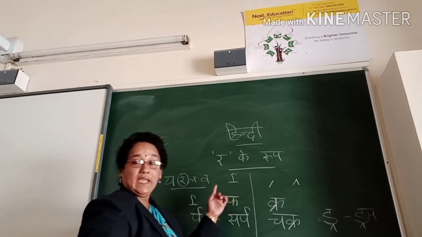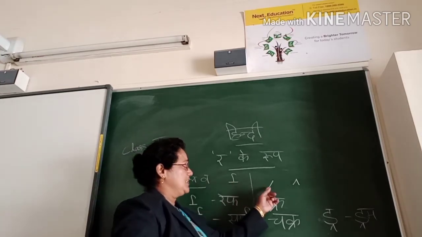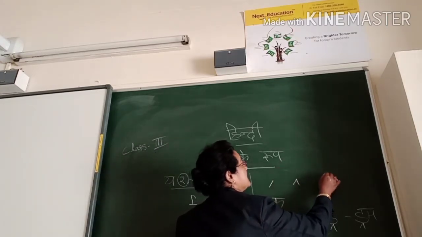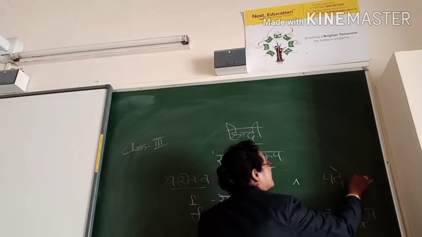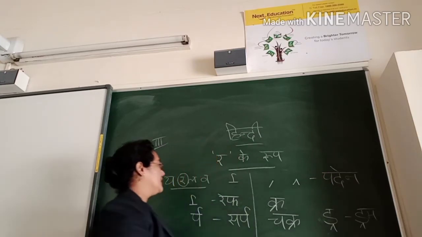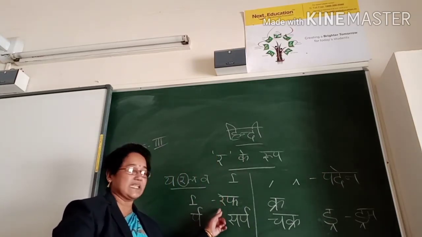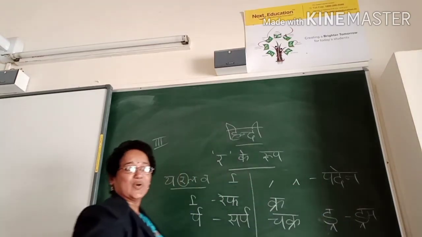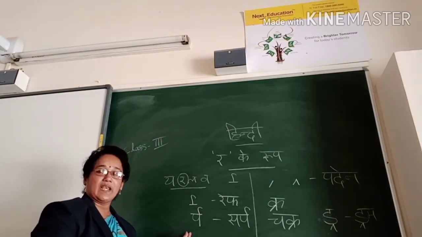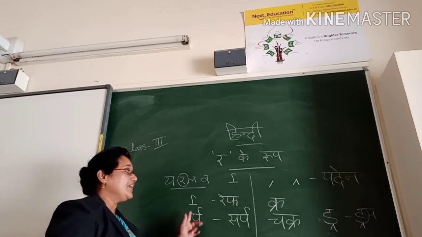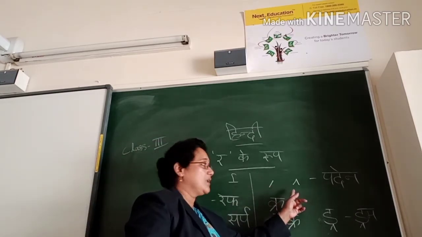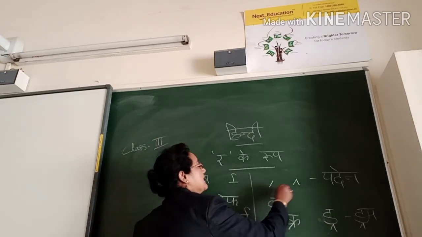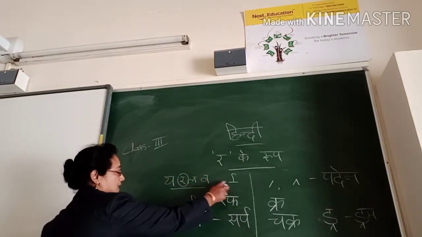So again I will say, you people may think these two symbols don't have any name. Yes, these two symbols are called Pade. Its name is Rev. This symbol's name is Rev. These two symbols' name is Pade. Now you got where we will give the symbol Rev and where we will give the symbol Pade. Understand? This also Pade, this also Pade. Both the symbols' name is Pade. This symbol's name is Rev.